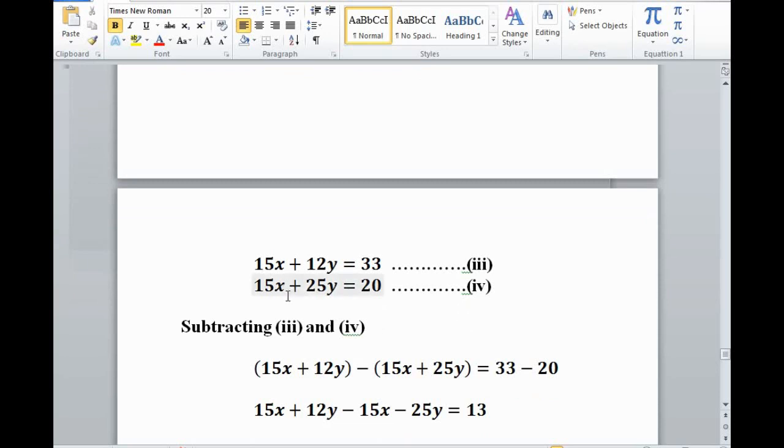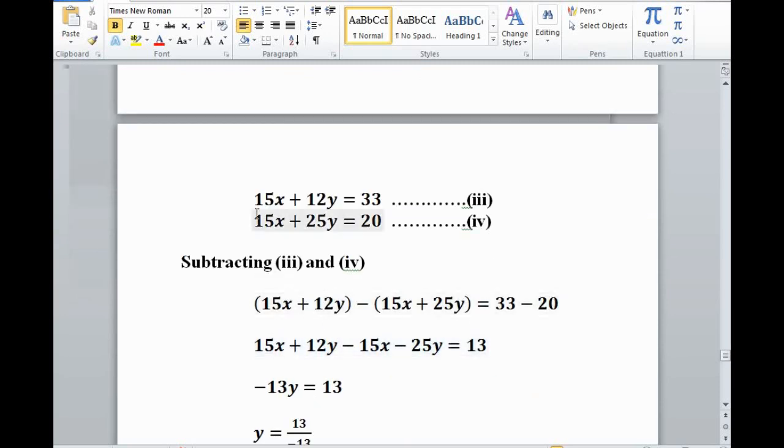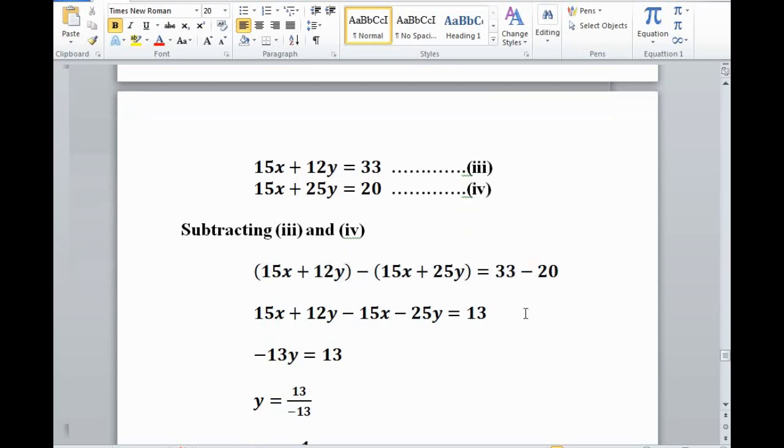Now, if we subtract equation 3 from equation 4, we can eliminate variable x from these two equations. So first I will write the left hand side of equation 3, which is 15x plus 12y, and we are subtracting the left hand side of equation 4 from equation 3, so minus 15x plus 25y. And then the right side of equation 3 is 33, minus the right side of equation 4, which is 20.